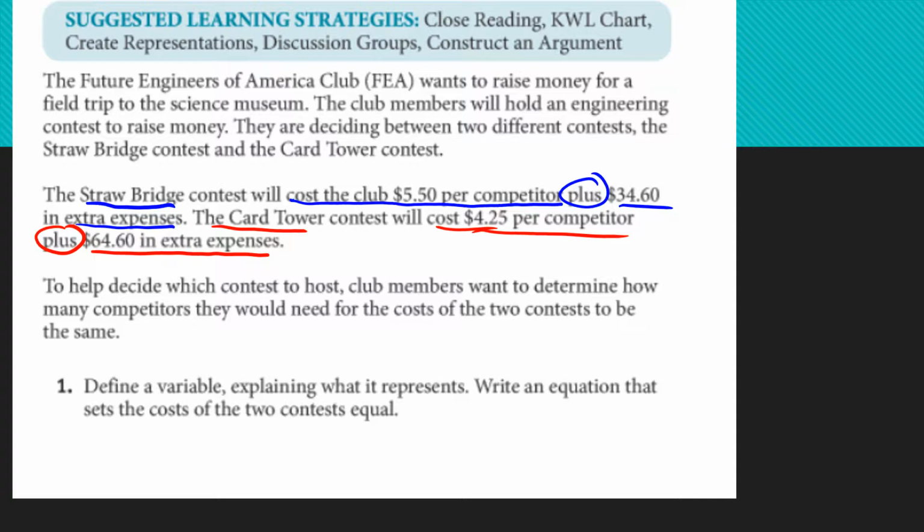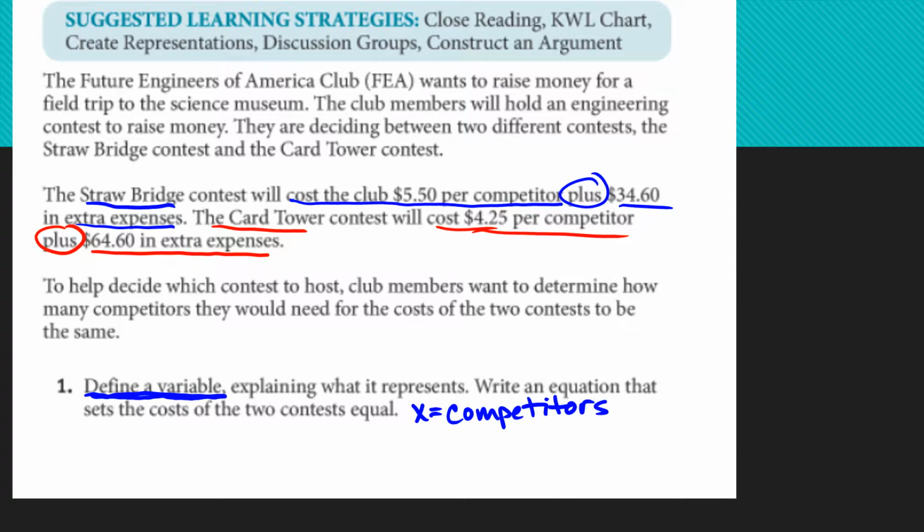Well, we know the same means equal, so we probably need to find some expressions to represent each contest. Let's see what they're going to ask us to do. Define a variable. That means tell us what it's going to stand for, explaining what it represents. Write an equation that sets the cost of the two contests equal. In each contest, what we have is competitors, and that's what things are going to depend on. So let's say x is going to stand for competitors. That is my variable definition.